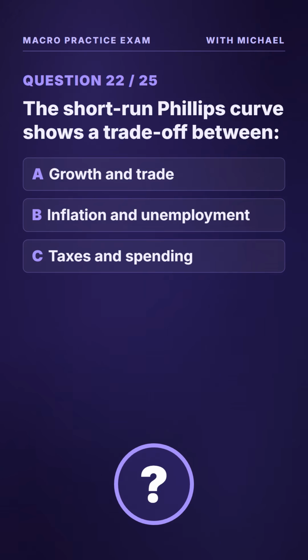Question 22. The short-run Phillips curve shows a trade-off between A. Growth and trade. B. Inflation and unemployment. C. Taxes and spending.